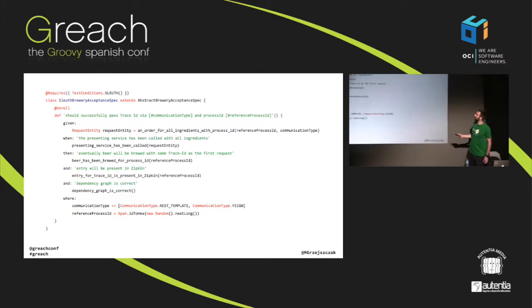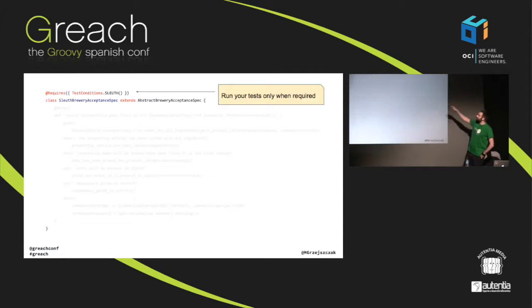So this is an example of the Spock test that I wrote for Sleuth testing. Because I don't have much time, let's go through it together. Let's start with the upper section. Who knows about the Requires annotation in Spock? Okay, quite a few people. It's very cool because you will run the test only for some conditions. If you don't pass them, the test gets ignored, and the build is faster.